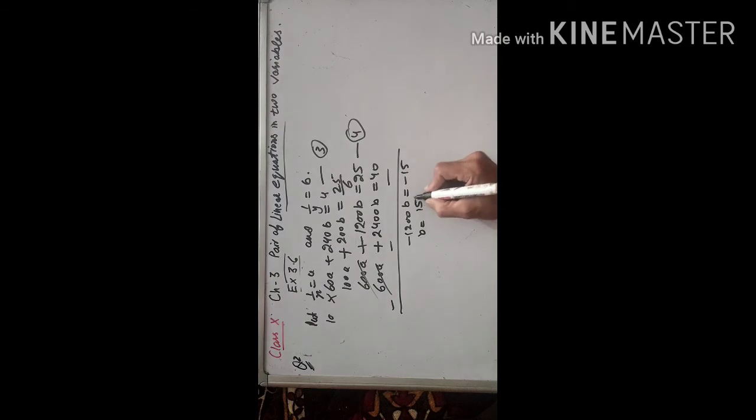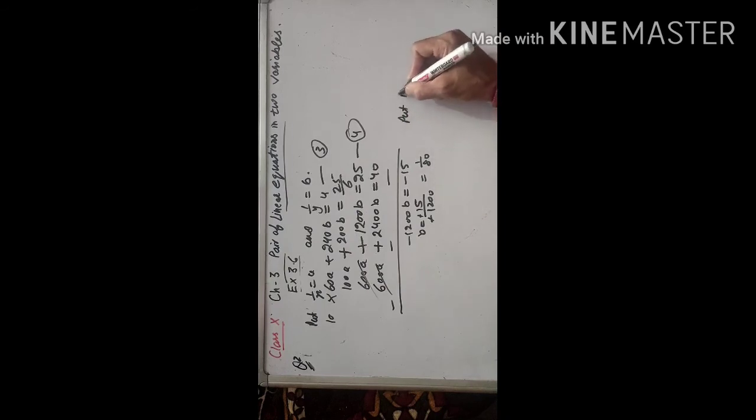b is equal to 15 by 1200. Minus signs cancel each other. Now 15 by 12, if you divide this, it becomes 1 by 80. So b is equal to 1 by 80. Put in equation 3: 60a plus 240 into 1 by 80 is equal to 4. 80 times 3 is 240, so 60a is equal to 4 minus 3, that is a is equal to 1 by 60.